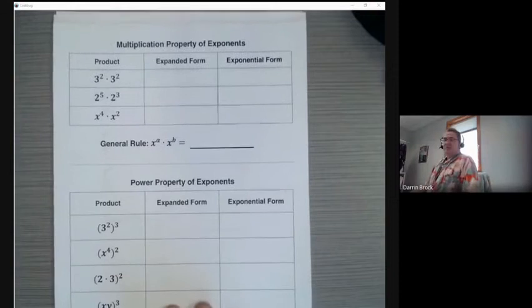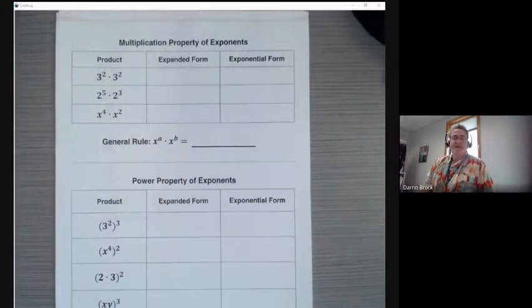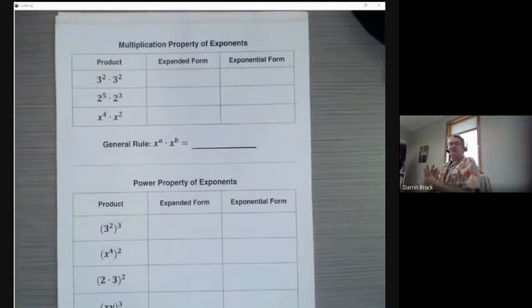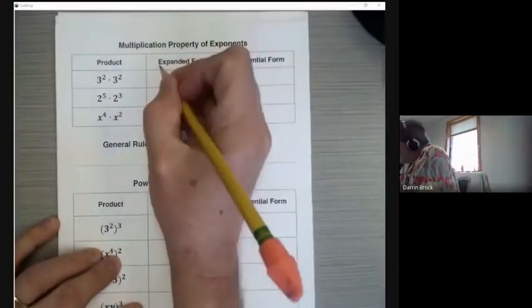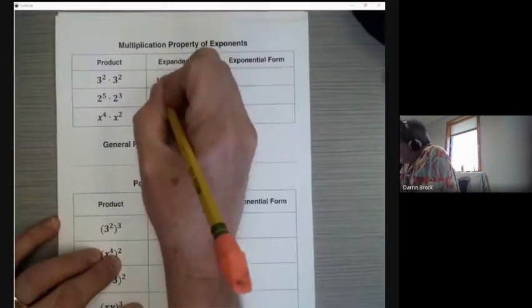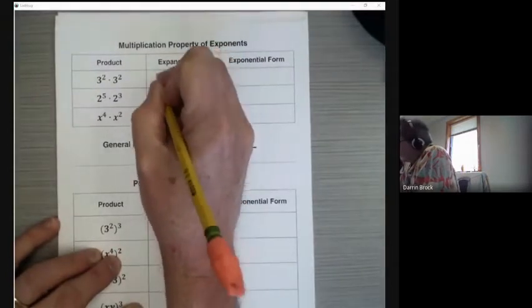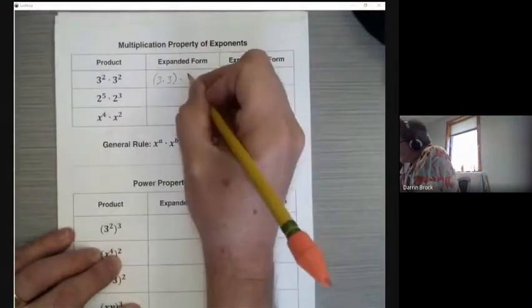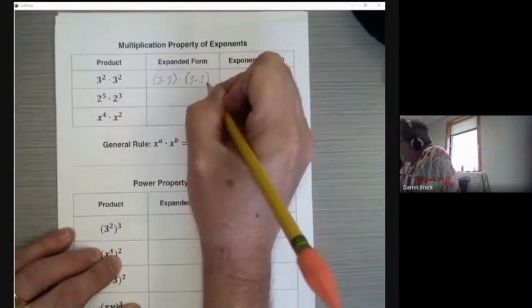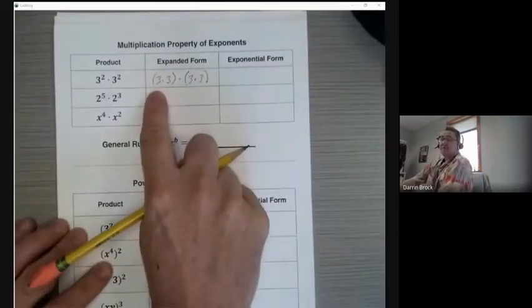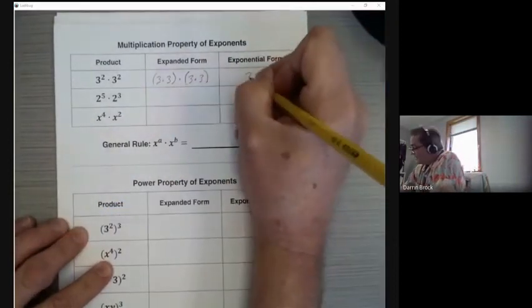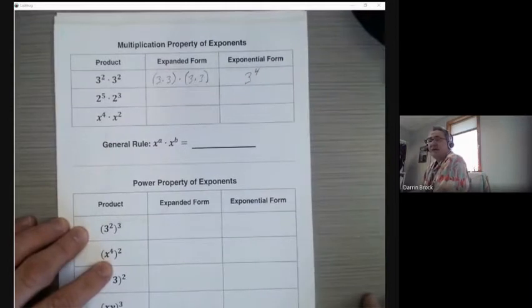But let's look at what I have here, the multiplication property of exponents. Starting out right here, 3 squared times 3 squared. What does that look like? Well, in expanded form, 3 squared is the same as 3 times 3, right? That's what it means to square something, is to multiply by itself. And so when we multiply that times another 3 squared, we're multiplying it times another 3 times 3. So what we have is 3 times 3 times 3 times 3, which is 3 multiplied by itself 4 times. That's the same thing as 3 to the 4th power.